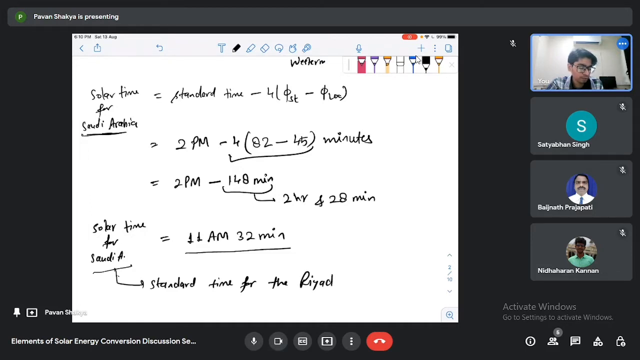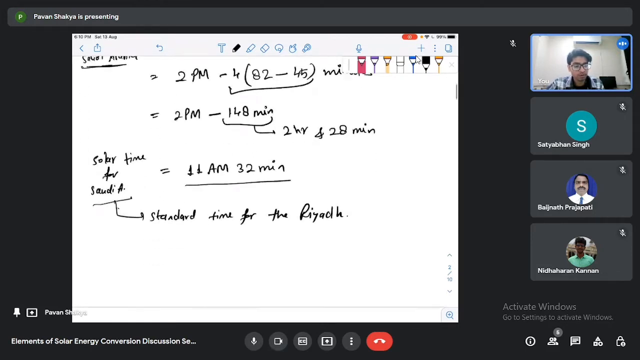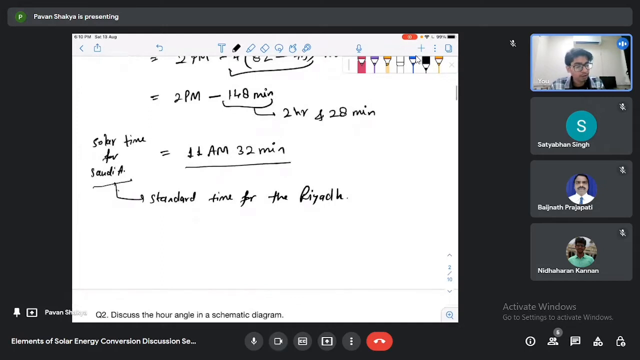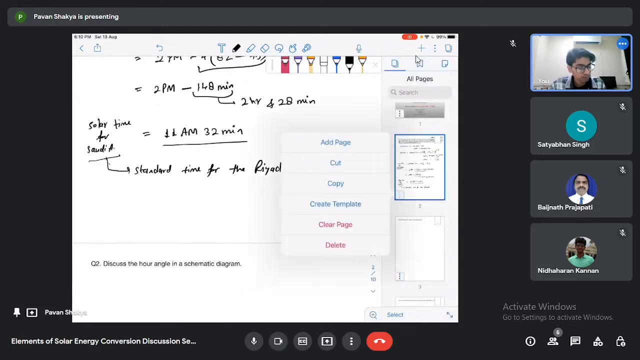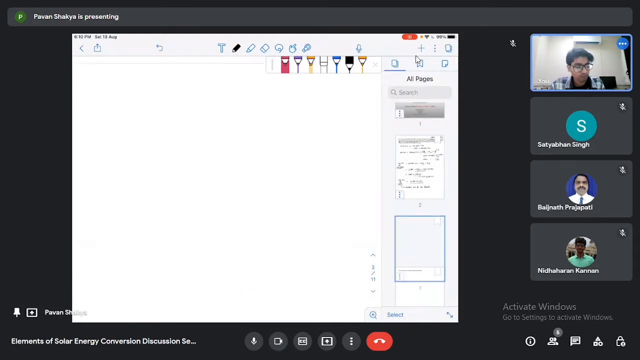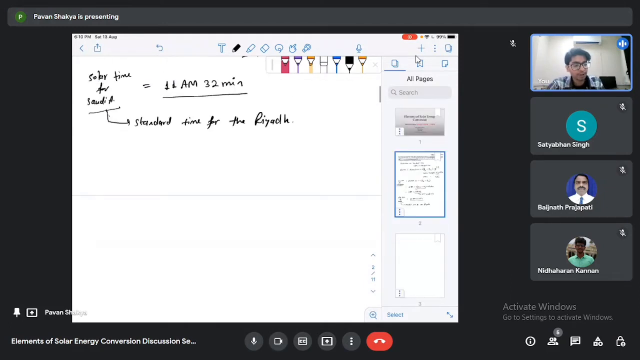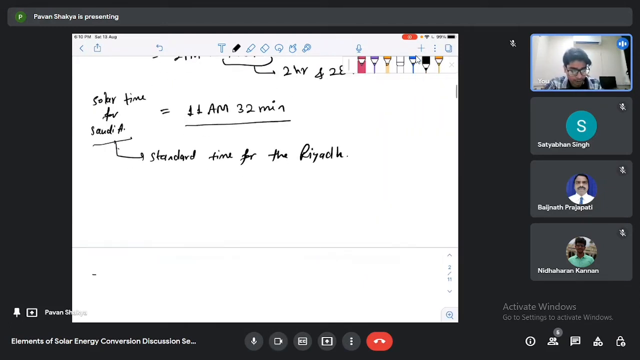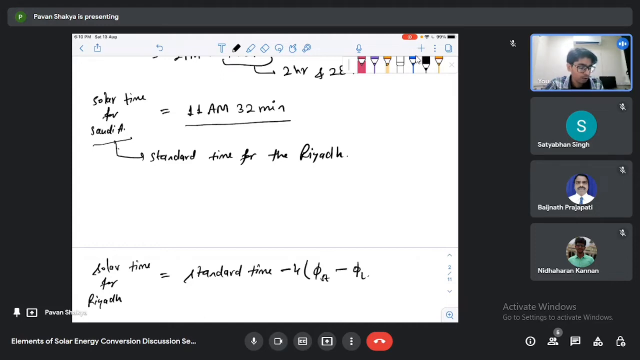Okay, so now if we want to calculate the solar time for Riyadh, then we can write: solar time for Riyadh will be the standard time minus 4 times (longitude of standard minus longitude of local).